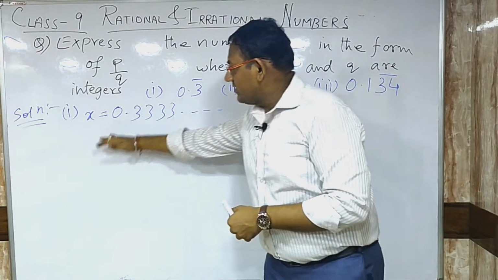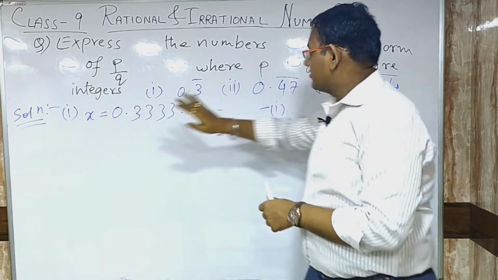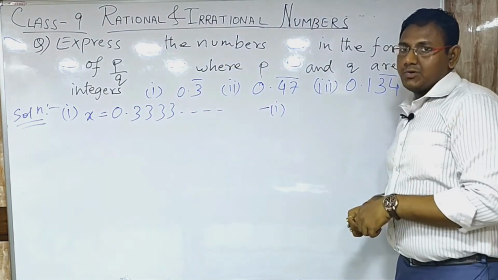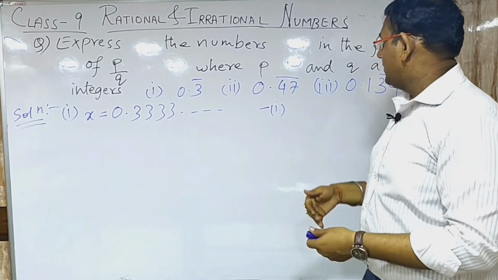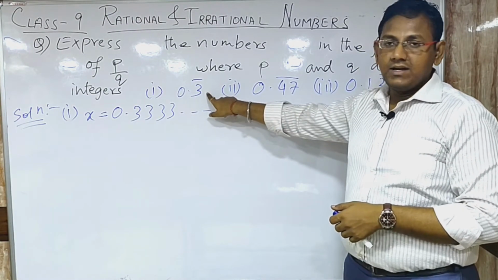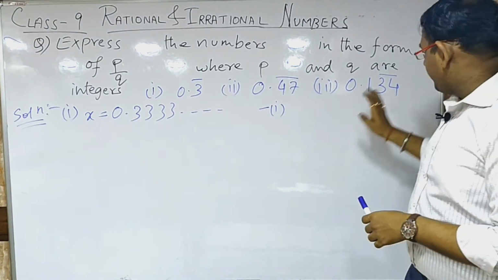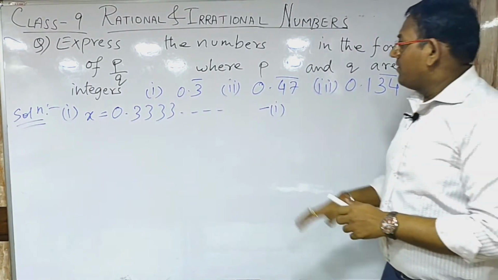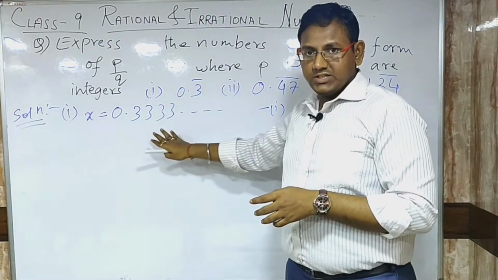The steps that we are going to see in the first example, the same steps we are going to see in the second and third examples also. The steps are the same. The only thing to observe is the difference: we are having one number in the recurring form here, and two numbers in the recurring form in another case. We will discuss this at the end of the lecture, so keep watching.